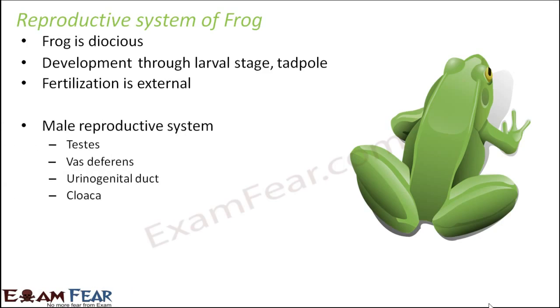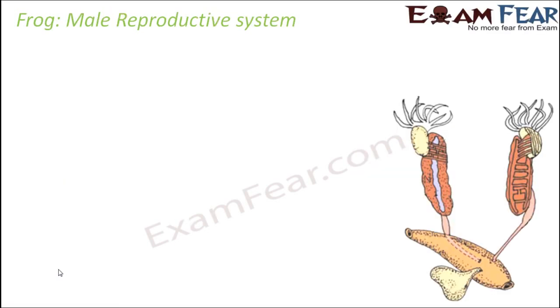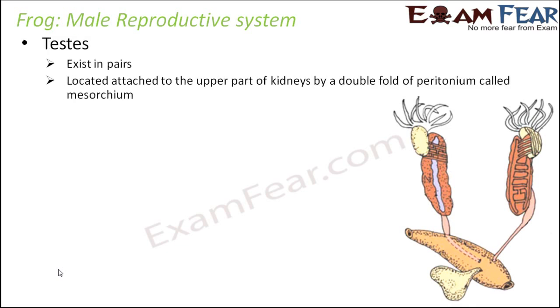Talking about the male reproductive system, it consists of the following parts: testis, vas deferens, urinogenital duct and the cloaca. Talking about the female reproductive system, it consists of ovaries, oviduct and cloaca. Now we will talk about the male and the female reproductive system one by one. So let us look at the male reproductive system.